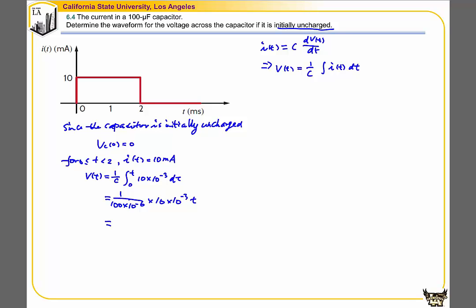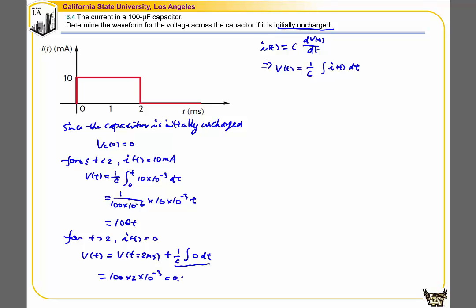That is 100 t. And for time t greater than 2, we know that i(t) is simply 0, and v(t) is equal to the value at 2 milliseconds plus 1 over C, the integration of 0 dt, and this term is simply 0. So when t is equal to 2 milliseconds, we can plug the value back into the previous one. So we have 100 times 2 times 10 to the power of negative 3, which gives 0.2 volt.